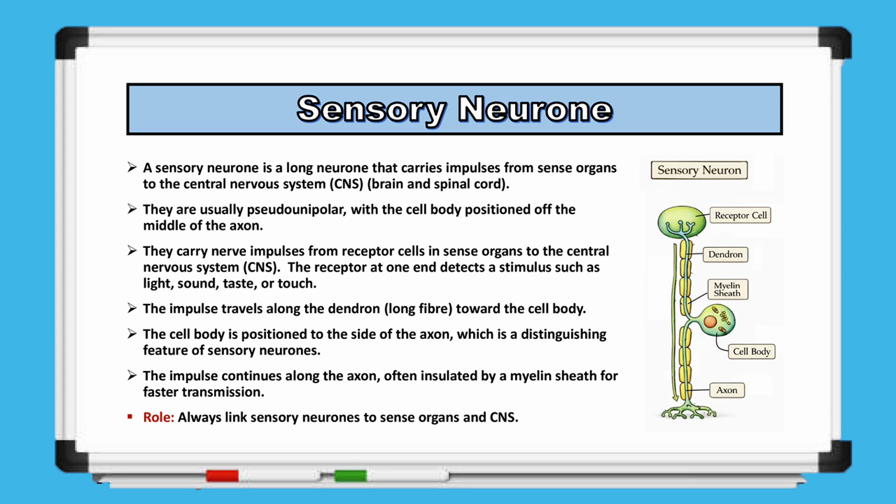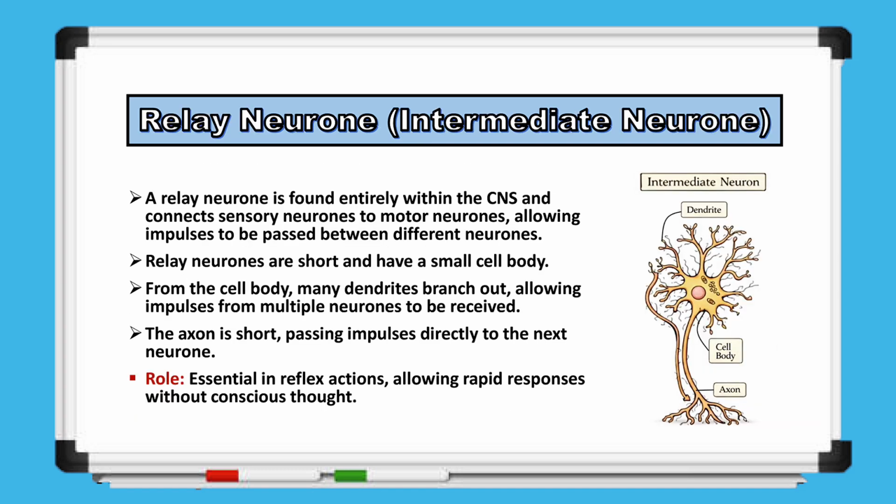Here, in the diagram, you can see the labeled parts of a sensory neuron: receptor cell, dendron, myelin sheath, cell body, and axon. Next, we will look at the relay neuron, also called the intermediate neuron. Relay neurons are located entirely within the central nervous system, CNS, and serve as connectors between sensory neurons and motor neurons. They allow impulses to be transmitted from one neuron to another, enabling communication within the CNS. These neurons are generally short and have a small cell body.